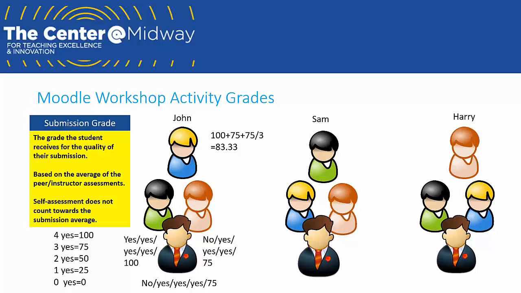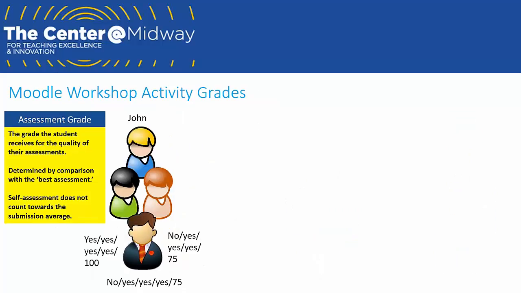Now, the instructor can override that. The instructor can say, my grade is weighted more than Sam's and Harry's assessment, so I'm going to bring this grade down to whatever I want it to. But if you don't do anything to alter it, that is how the submission grade is going to be determined. Okay, how then is the assessment grade going to be determined? The assessment grade of John's submission, that grade is going to be given to Harry and Sam. Harry and Sam's assessments of John's work are going to also be graded.